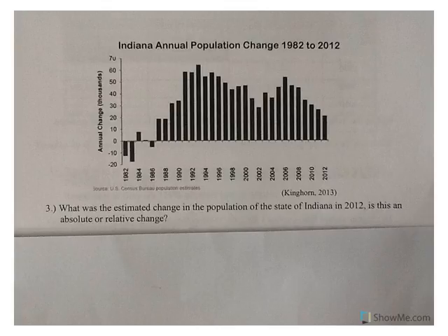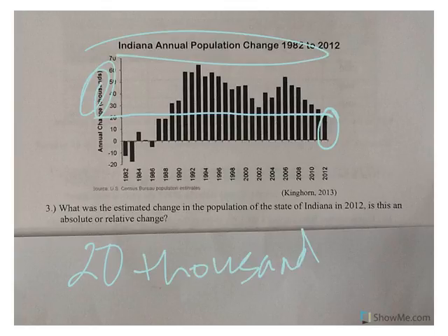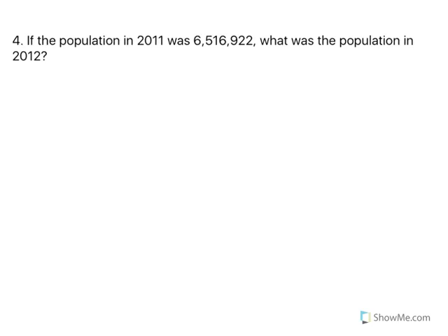Now, when you look at this, this tells you the population change. So when you look at 2012, this bar represents the change. So if you go straight across, it's approximately 20,000. And if you notice, that's a number. And if it's a number, that makes it an absolute change, because absolute change is numbers. So we had a 20,000 absolute change in 2012.